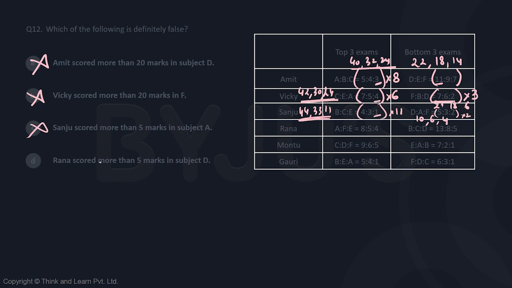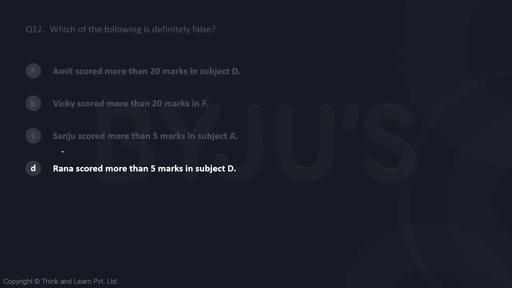But let's check why. Rana scored more than 5 in D. If Rana scores more than 5 in D, that means these scores must be multiplied by at least 2. In that case, this score would become 26. If this is 26, this should be more than 26. That means they should be multiplied by at least 7. The moment they are multiplied by 7, the score of Rana in A would become more than 50, which is not possible because maximum marks are 50. How can someone score 56? So option D is definitely false. Rana can definitely not score more than 5. That's the correct answer for us.